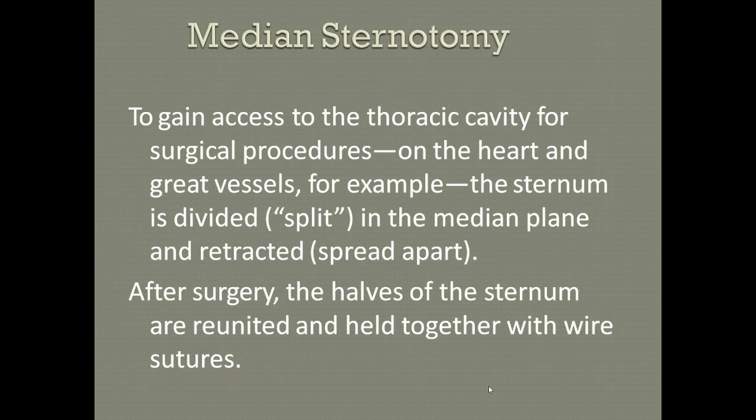Median sternotomy is done to gain access to the thoracic cavity for surgical procedures on the heart and blood vessels. For example, the sternum is divided in the median plane and retracted. After surgery, the halves of the sternum are reunited and held together with wire sutures.